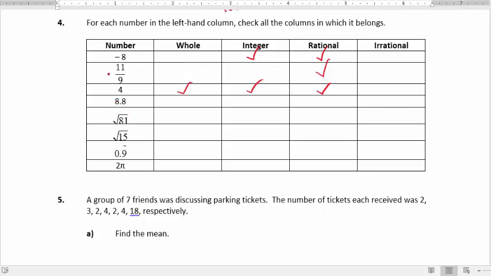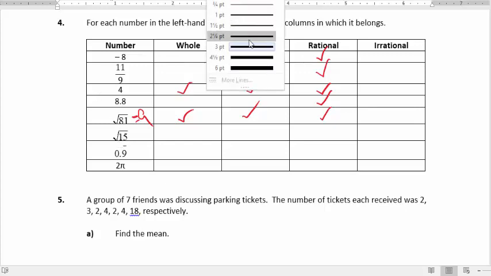All right, and then 8.8 is similar to 11 ninths. It's not a whole number or an integer, but it is rational because it's a terminating decimal. Any terminating decimal or repeating decimal is rational, and therefore it's not irrational. Square root of 81 is actually equal to 9, so it's actually just like 4, where it's just whole, integer, and rational.